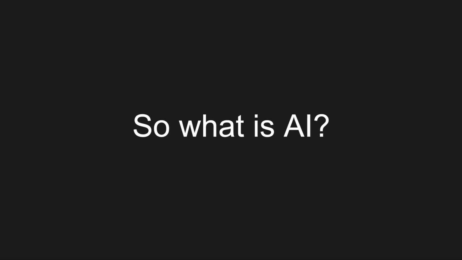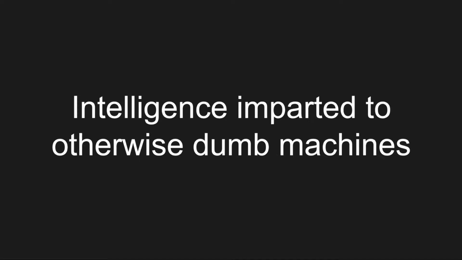So what is artificial intelligence? Now that we have really understood what is intelligence, what is artificial intelligence, right? Simply put, artificial intelligence is the intelligence that is imparted to otherwise dumb machines, right? Now, what does this mean? What do we mean by saying that we make machines intelligent? What do we mean by saying we make machines learn, we make them perceive, we make them understand linguistics? What does it actually mean, right?